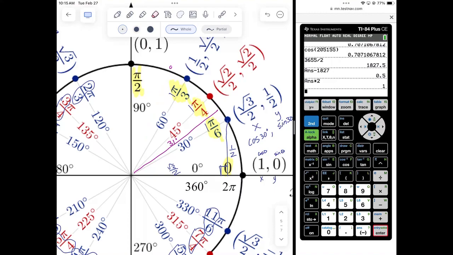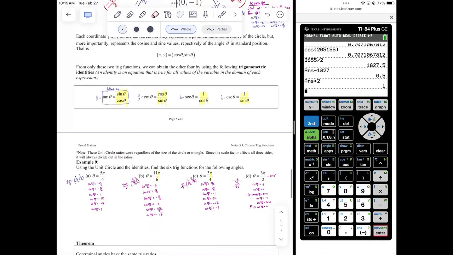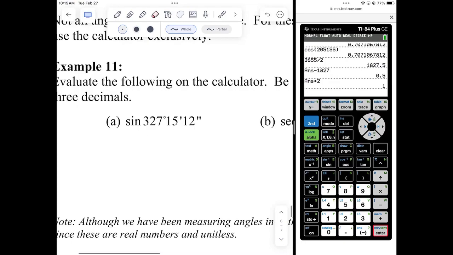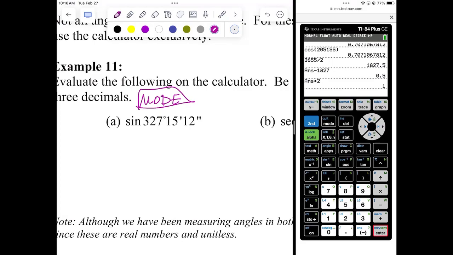So what happens if we want to know the trig function of an angle that's not on the unit circle? Put it in the calculator. Now, it's not going to be nearly as fun because the calculator just spits out the answer. We don't have to think too much, but we have to think a little. We've got to get it into the calculator correctly. So the number one thing to consider is check your mode.